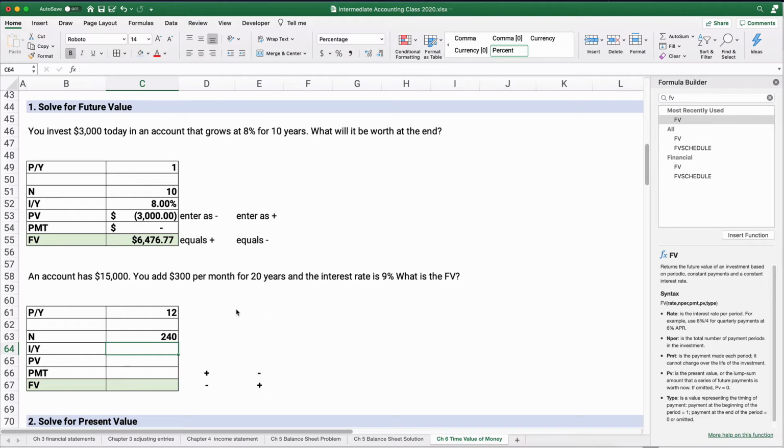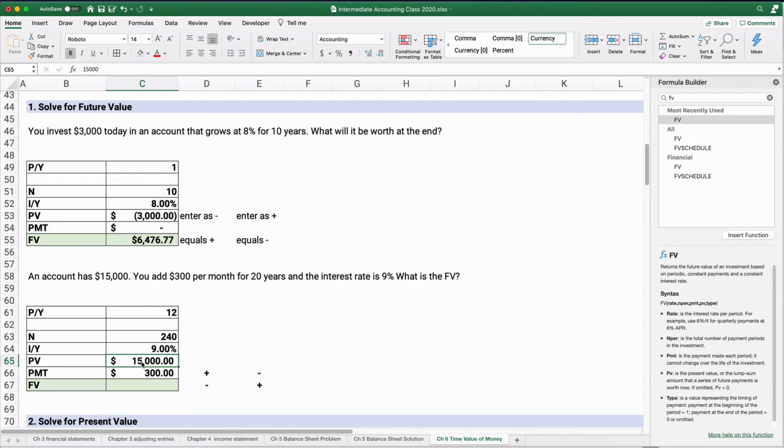Now the annual interest is 9%. Excel does not have a button that says make this monthly, so we're going to have to convert, and we'll show you how to do this in just a second. We're going to solve for future value, and we have a present value of $15,000, and we have a payment of $300. Now, do we need to enter these as positive or negative?